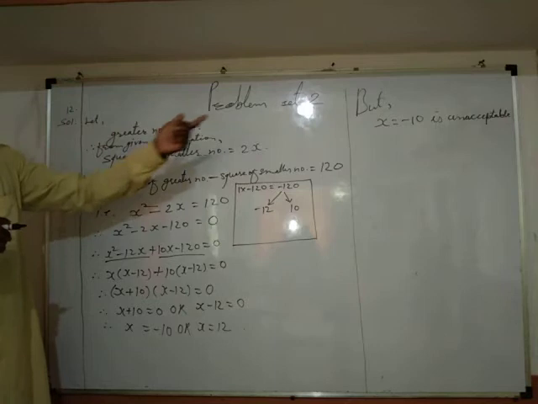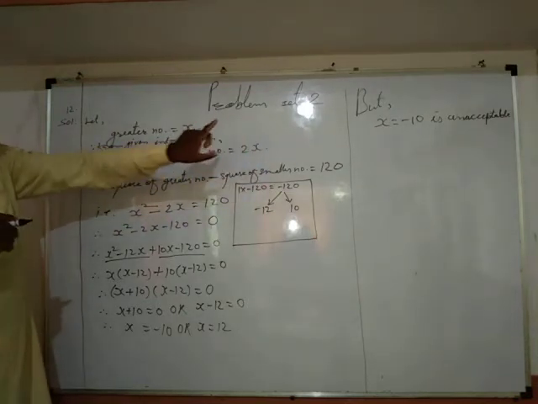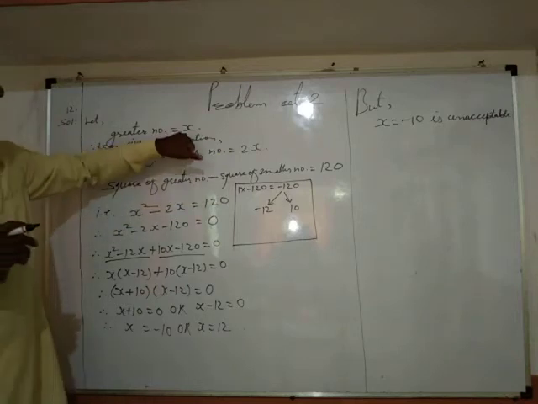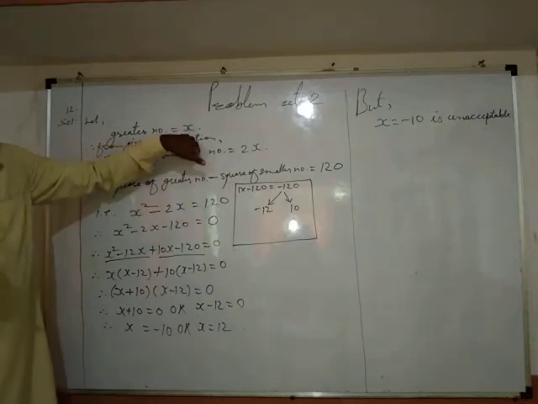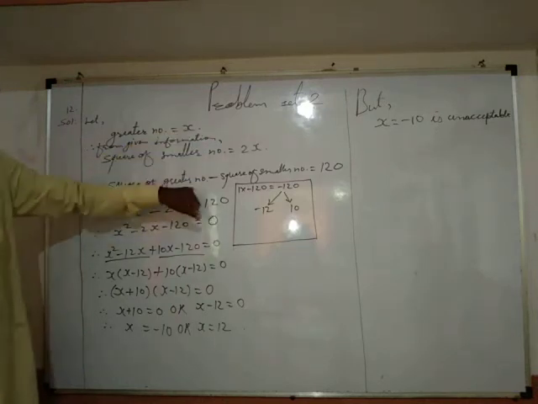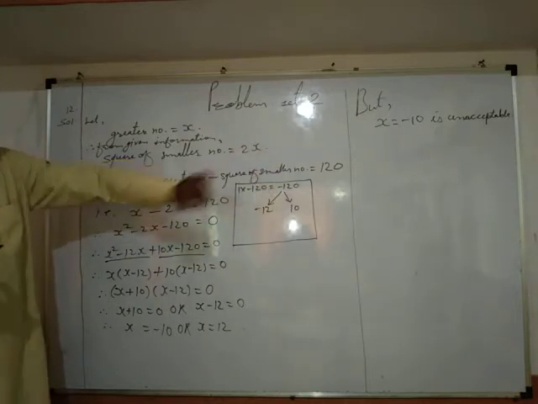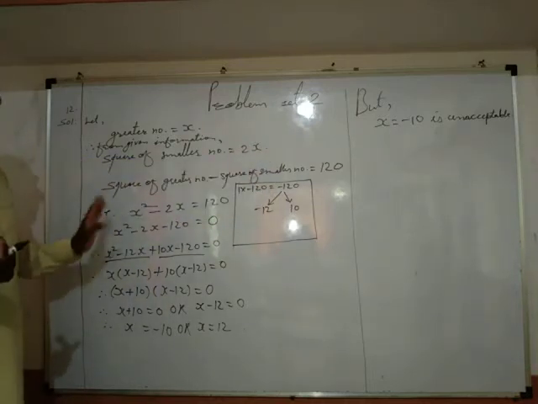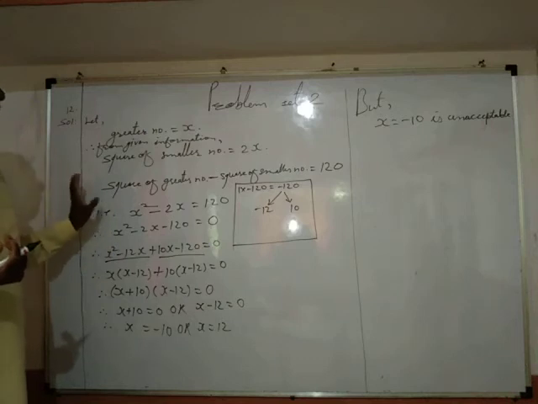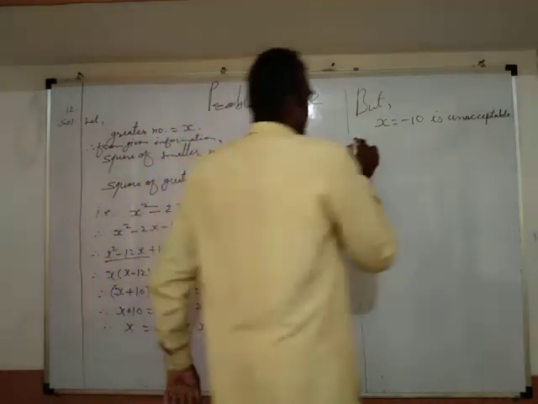Square of greater number, means square of minus 10, will be 100. Okay, and twice of x means minus 20. 100 minus 20 is not equal to 120. It tells us square of greater number minus square of smaller number equals 120, but the difference will be here 80. Means the given condition is not satisfied.